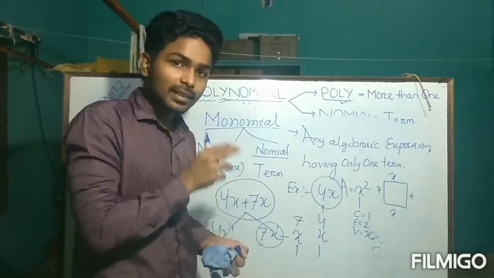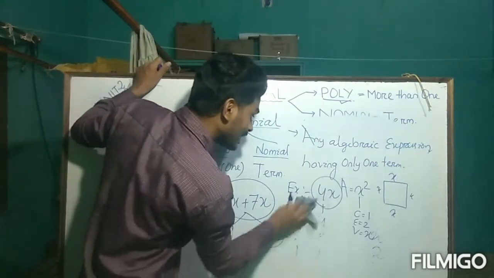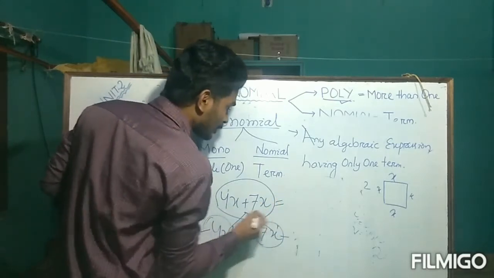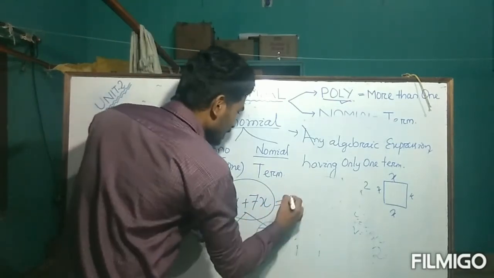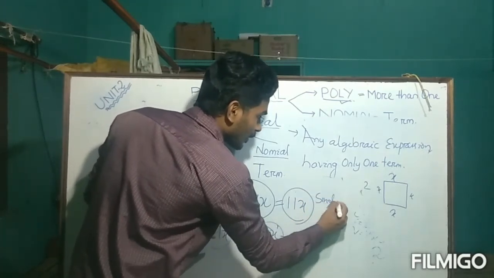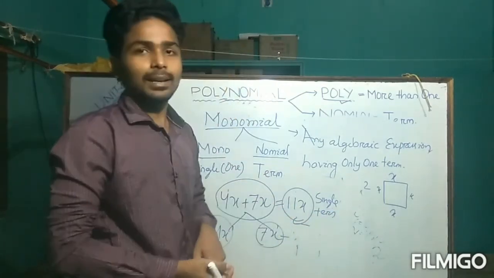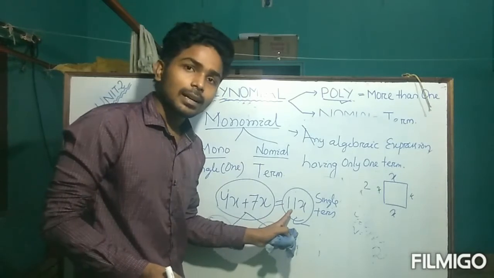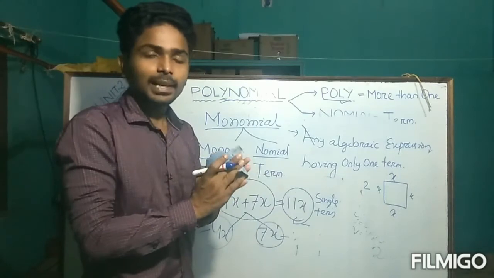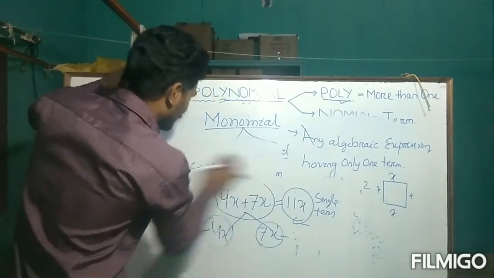Since they are like terms, they can be easily added. Understood? Two like terms can be easily added. So 4x plus 7x, after addition, gives 4 plus 7, 11x. They give rise to a single term. So it is not a binomial, it is a monomial because it contains a single term. If two like terms are there, then they can be added. So this is all about monomial.